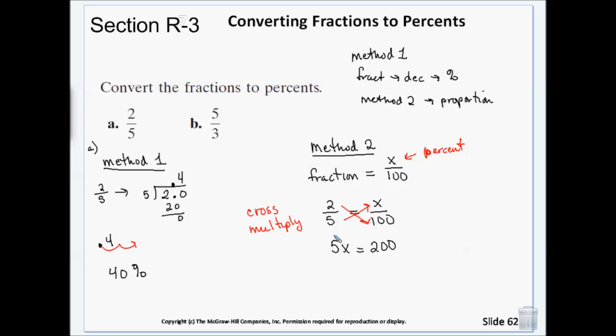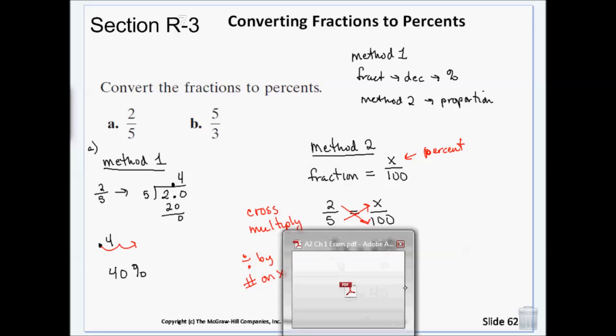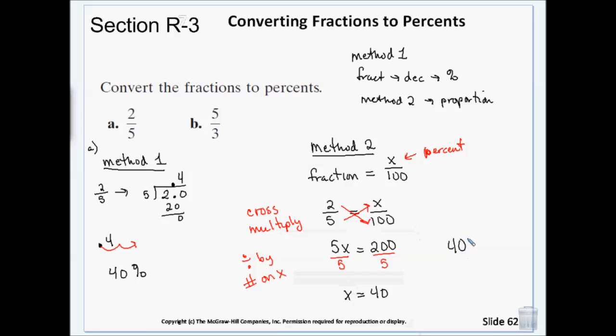And then you divide by the number on the x. So I divide by 5, divide by 5. 5 goes into 200 40 times. So my answer is 40%.